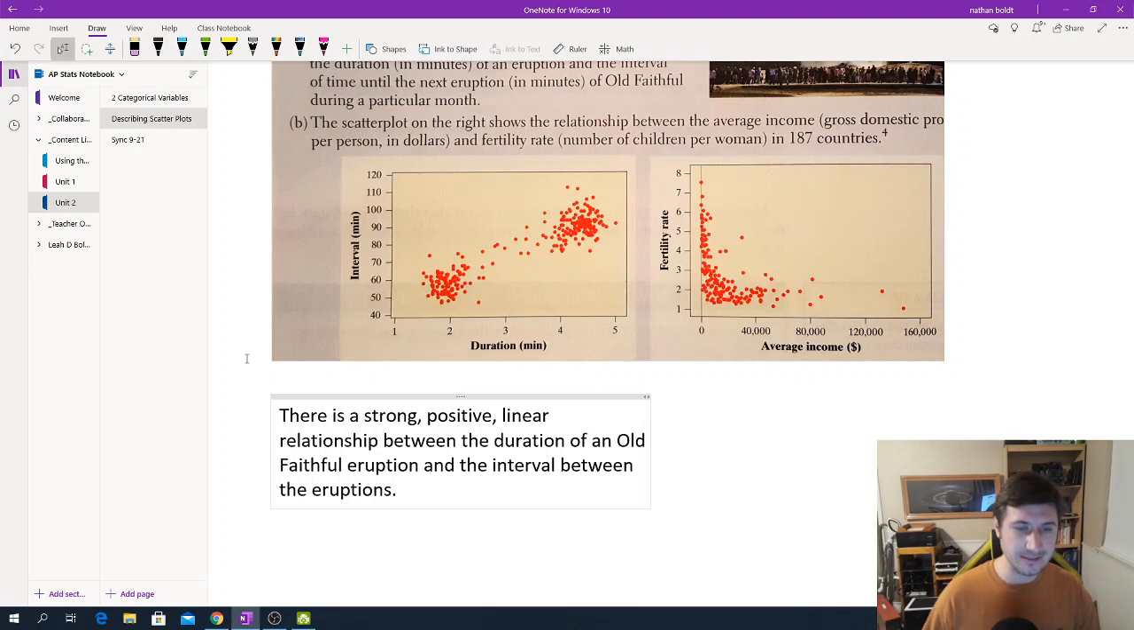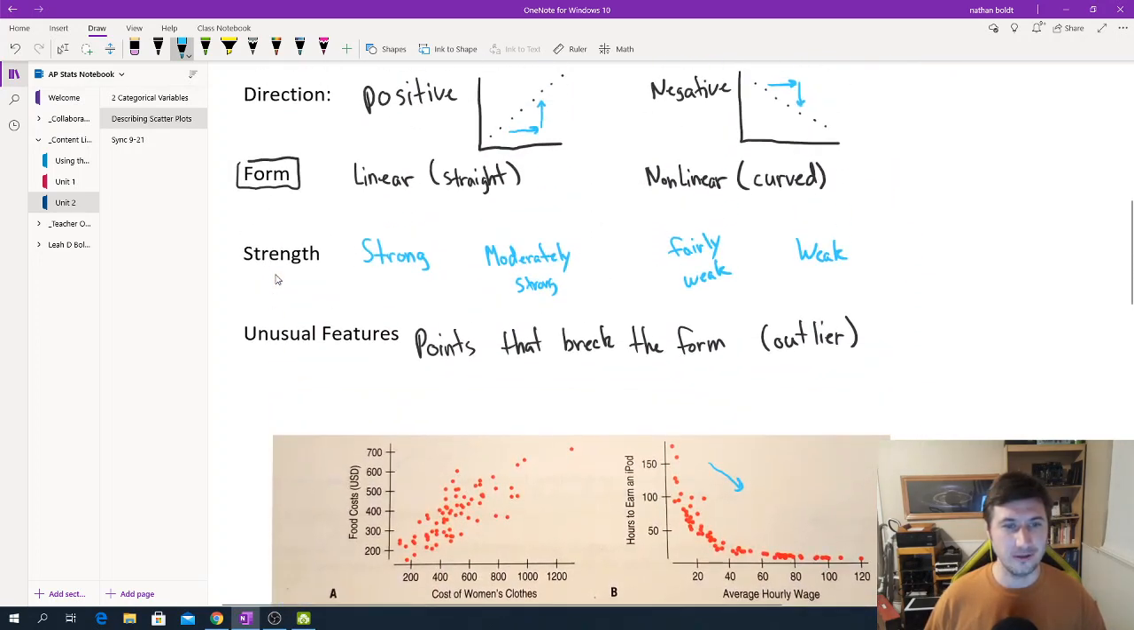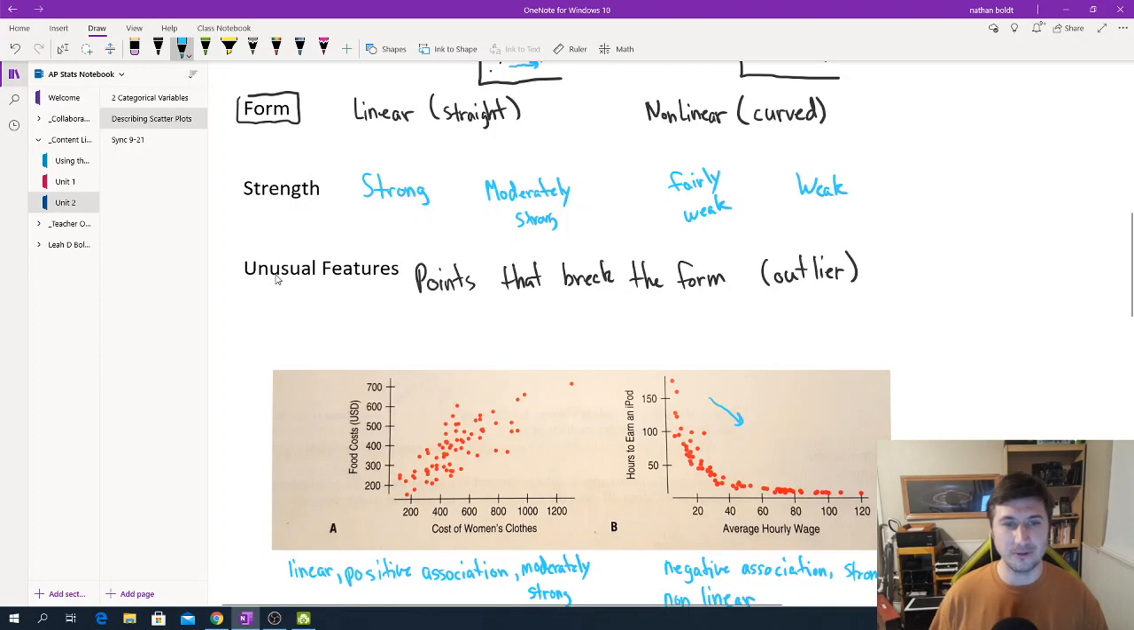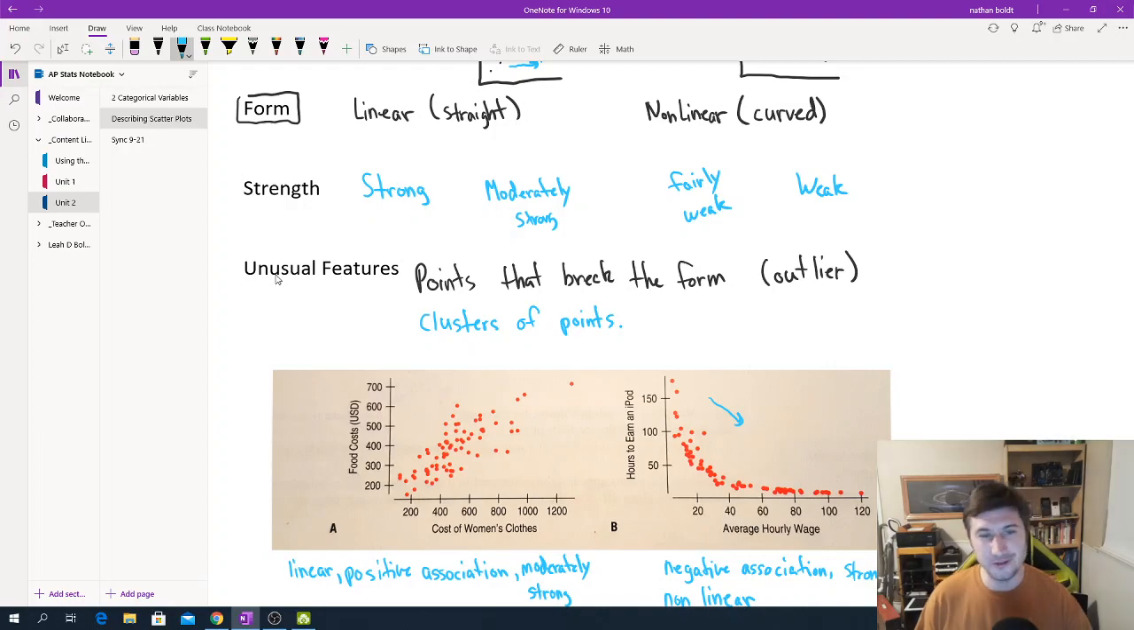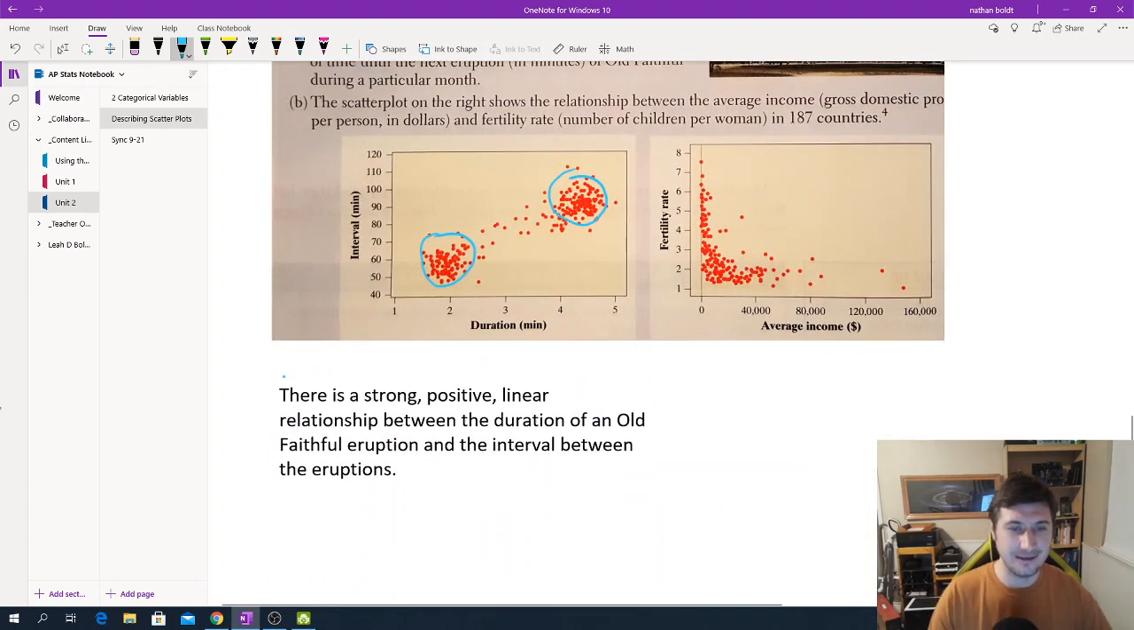And I'm glad I did this one because I did forget one thing. Hopefully you can see we've got sort of two clusters here. All right, there is a cluster of points right here and a cluster of points right there. That is worthy of taking note. So I'm going to scroll back up here. Sorry. Unusual features, not only outliers, but also clusters of points. All right. That is also an unusual feature that you should take note of. So let's add that in here.